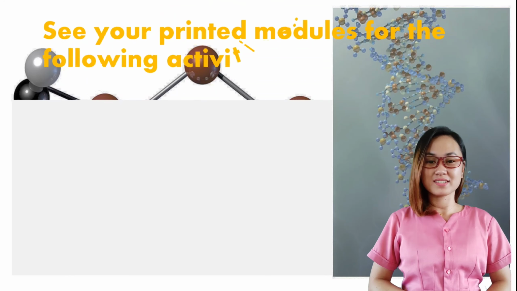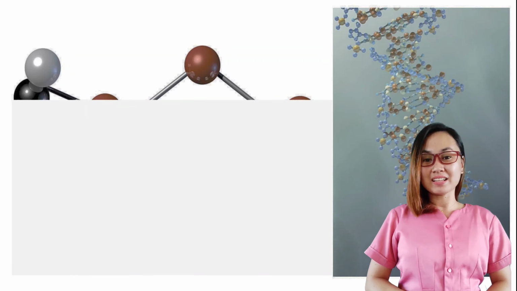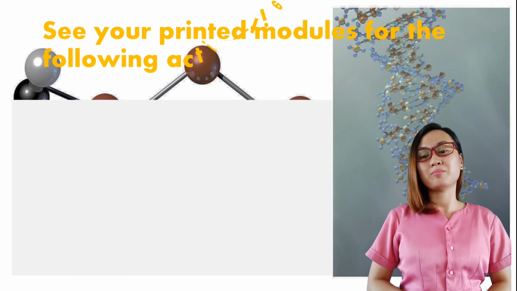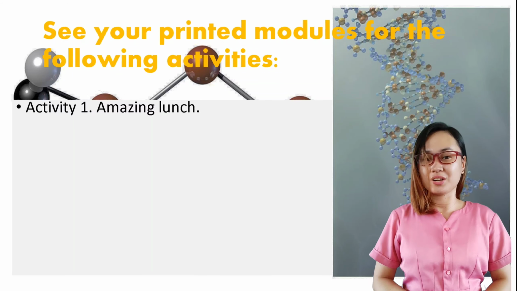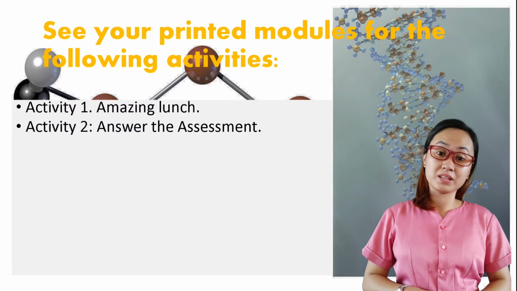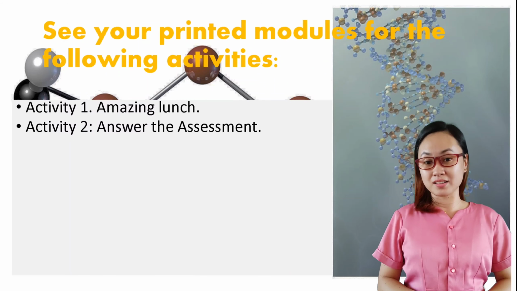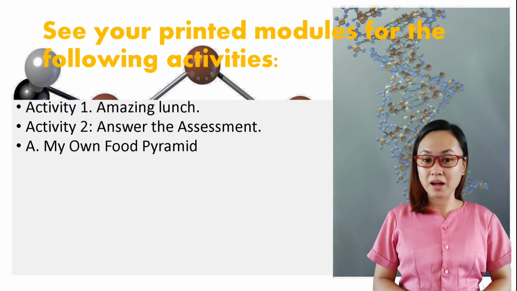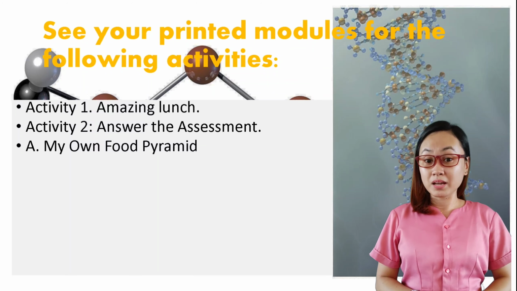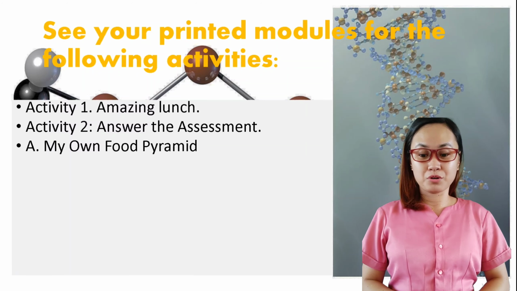Now, let us evaluate ourselves if we have learned something from our lesson. Let us answer the activities provided in your modules. Activity number 1 is titled Amazing Lunch. The questions are indicated on your answer sheets. Activity number 2 will be the assessment in multiple choice type provided in your answer sheets. The next activity will be to create our own food pyramid related to our BMI. So we will compute our BMI and the necessary needs to be indicated in our own food pyramid.